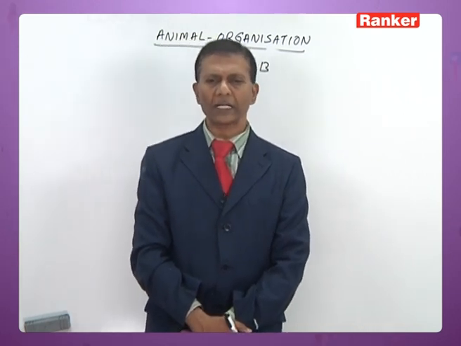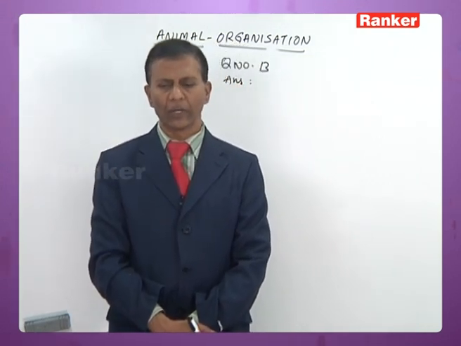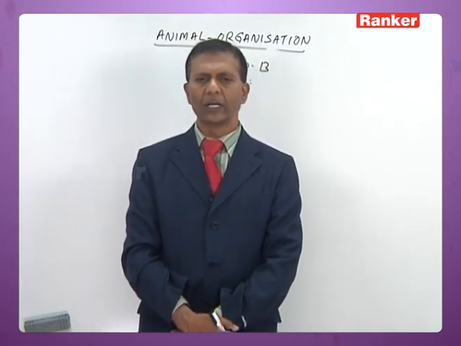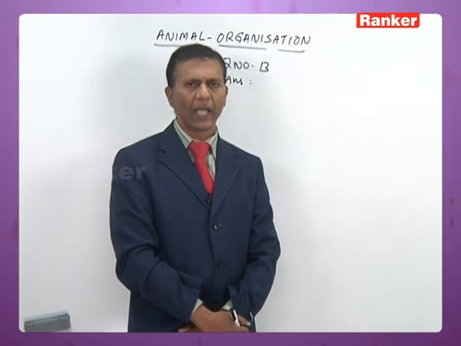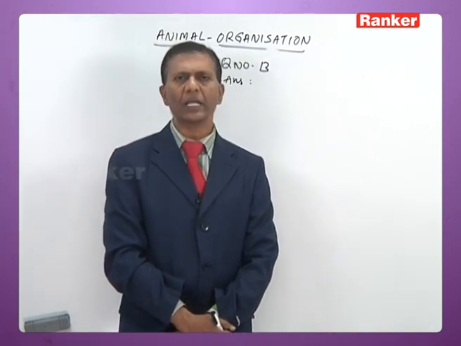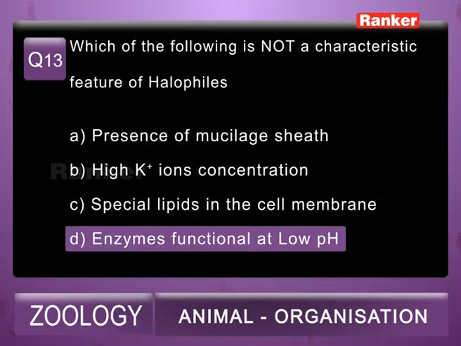So among these characteristics, enzymes functional at low pH is not the characteristic feature of halophilic bacteria. So 13th question correct answer is D, enzymes functional at low pH. Halophilic bacteria live in high salt concentration, where obviously alkalinity is very high, so enzymes are not functional at low pH. So for 13th question correct answer is D, enzymes functional at low pH.